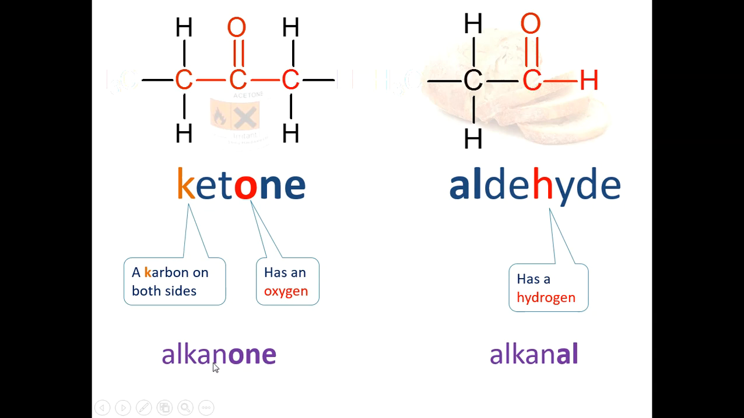And the naming conventions, it's alkanone, so the one for ketone. So this, for instance, propanone, whereas an aldehyde ends in al. So for instance, this would be ethanal.